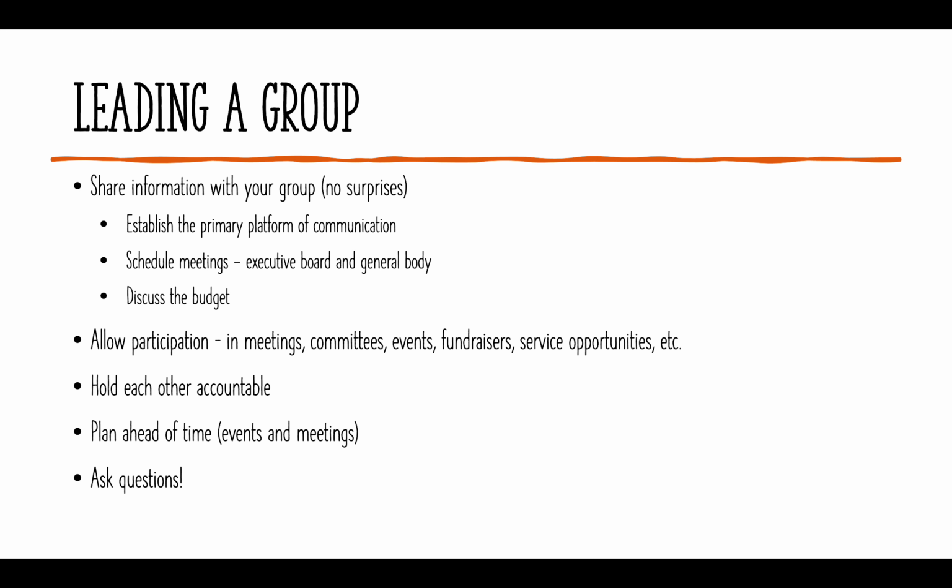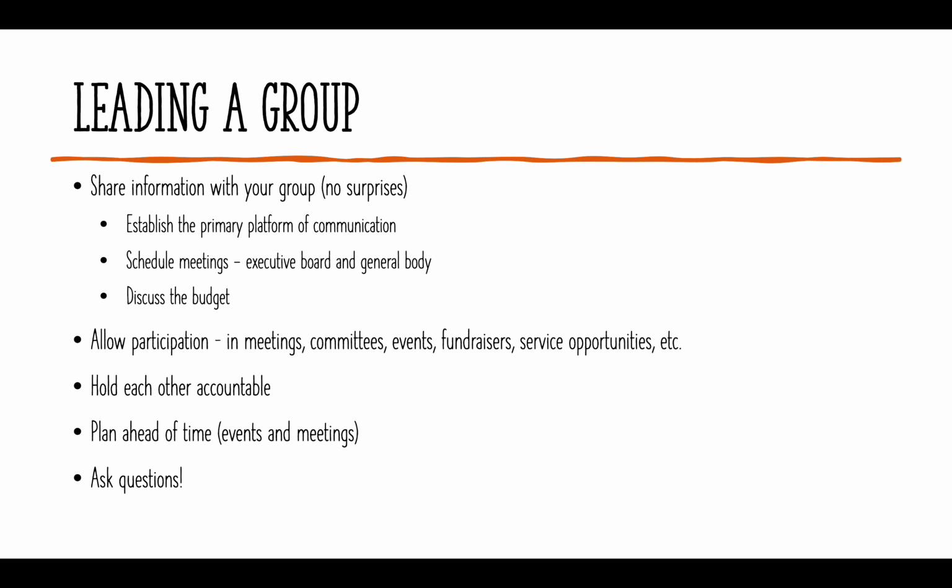So establishing that primary platform of communication, is it going to be a Facebook group? Is it going to be GroupMe, Slack? Is it going to be apps that I don't know because you all are younger than me and I can't keep up with the times anymore? What is your primary platform of communication going to be? Schedule meetings. If you're going to have executive board meetings and general body meetings, decide whenever those are going to be, bi-weekly, weekly, monthly, whatever they are.